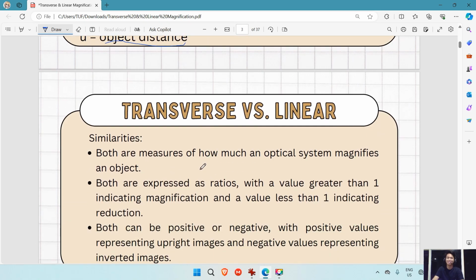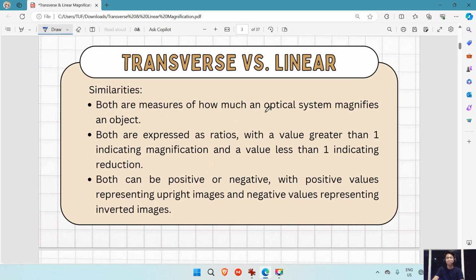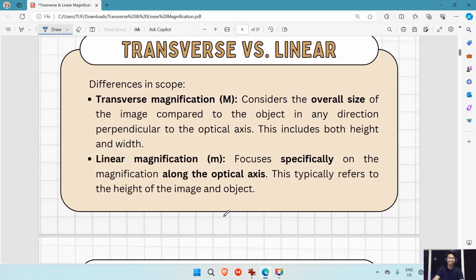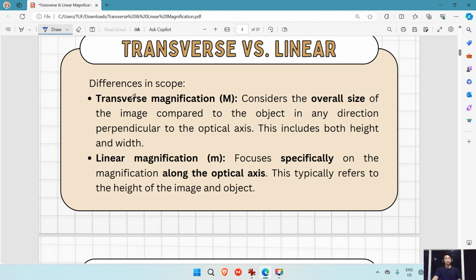So what are the similarities of these terms, transverse and linear? Both are measures of how much an optical system magnifies an object. Both are expressed as ratios, with a value greater than 1 indicating magnification and a value less than 1 indicating reduction or minification. Both can be positive or negative, with positive values representing upright images and negative values representing inverted images. So, what are the differences in scope?